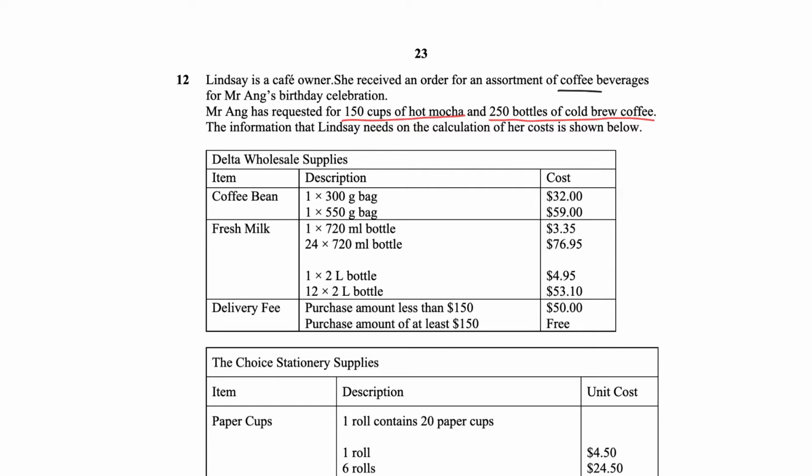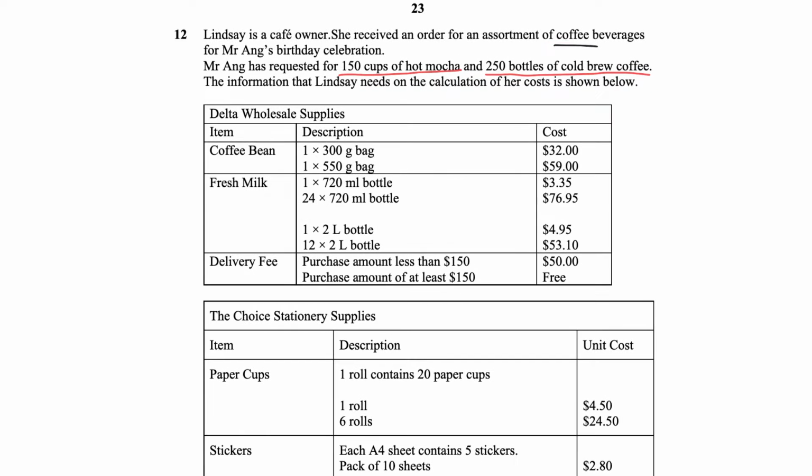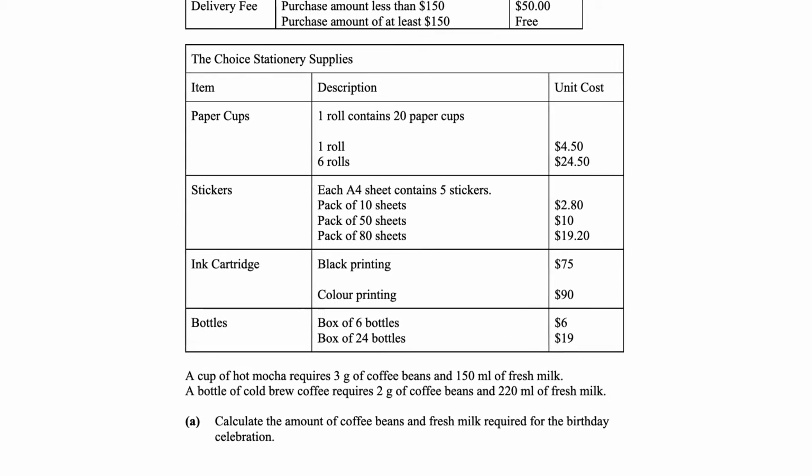Okay, so those numbers look important. And then we have certain descriptions below. There's selling of coffee bean, fresh milk, and it's a lot of info. And then some stationery supplies. Okay, maybe that will come in relevant later.